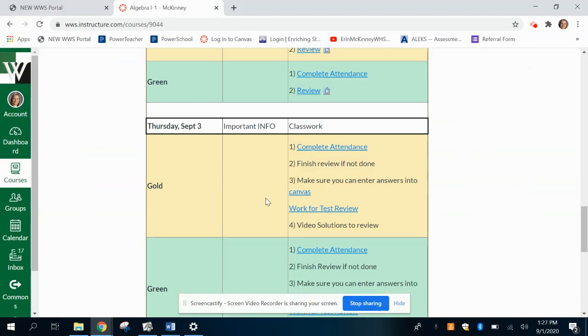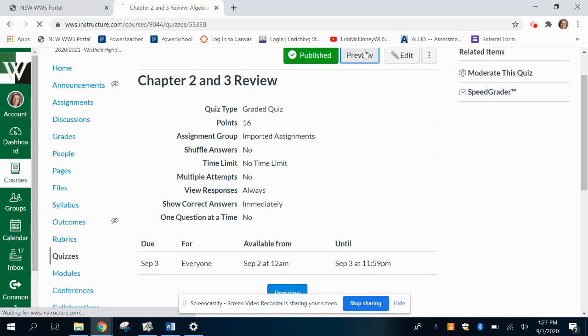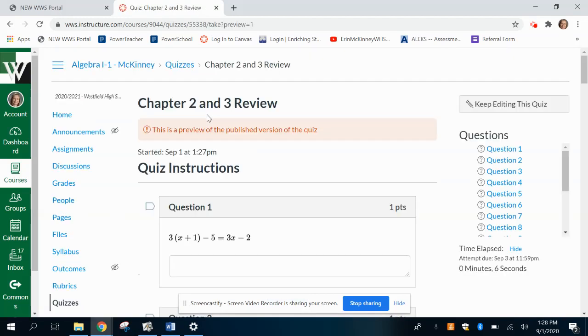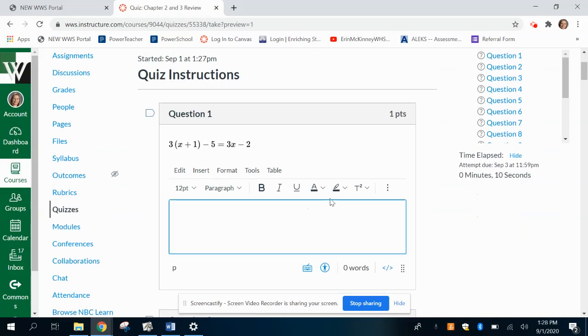Okay, so if we're looking at the review and making sure that we can enter our answers into Canvas, this is exactly how it's going to look on test day. Let's say that you're just talking about an equation. Entering an answer to an equation is much less important, however, unless it's telling you to type. Like on our first one, we got all solutions, so we would be typing in all solutions.